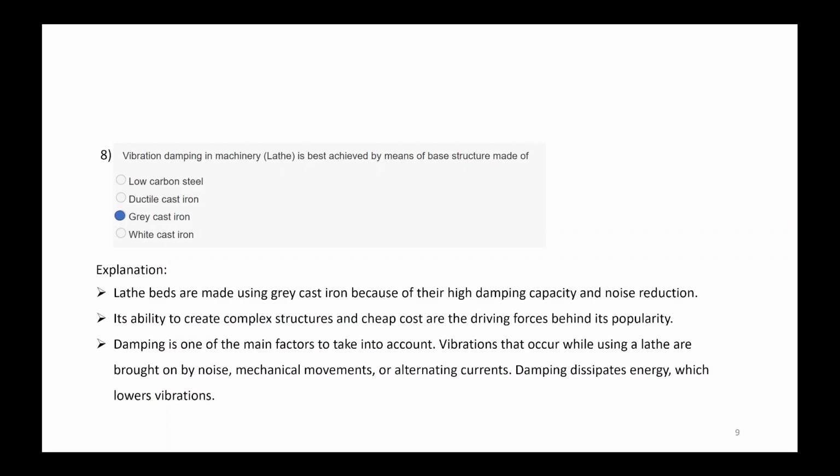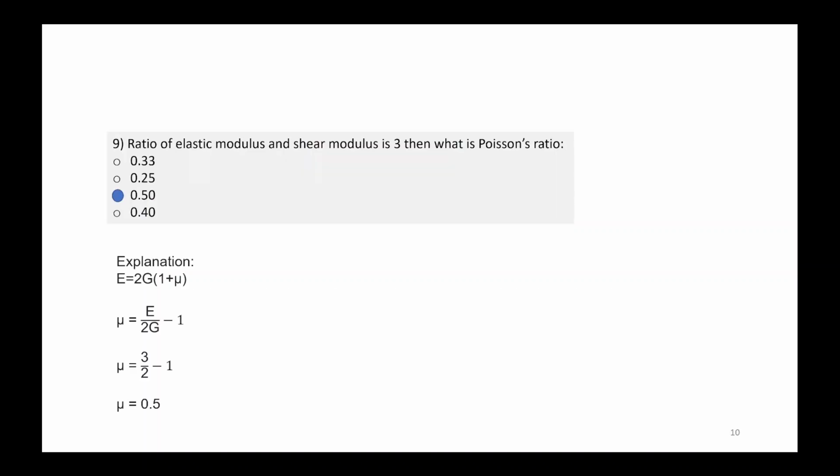Vibration damping in machinery is best achieved by means of a base structure made of. The options are low carbon steel, ductile cast iron, grey cast iron, and white cast iron. Your answer will be grey cast iron because it has high damping capacity.